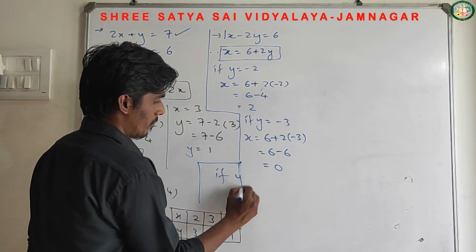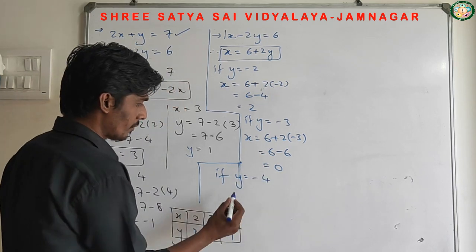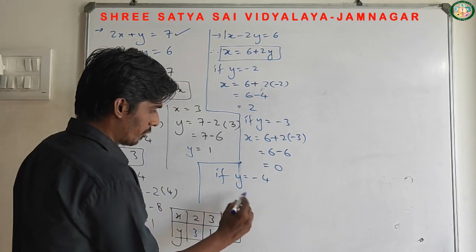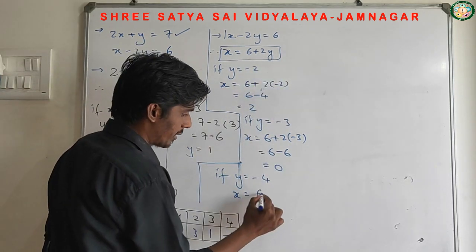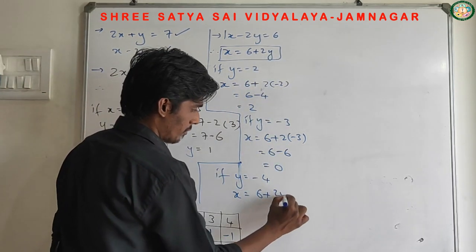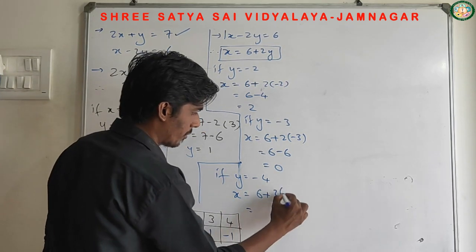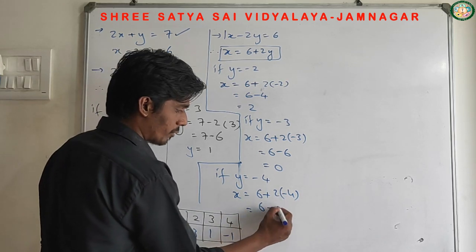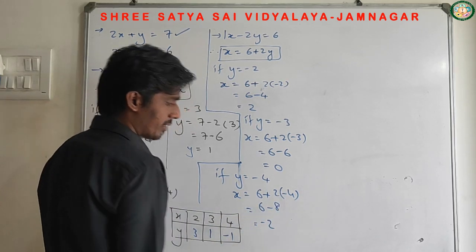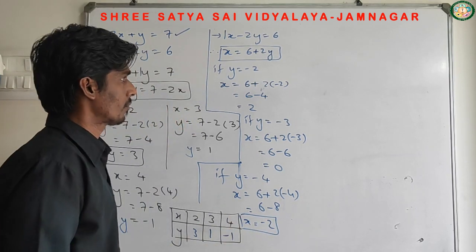Then one more condition. If y equals minus 4, then x equals... where is the equation? 6 plus 2y. Now instead of y, I am going to replace minus 4. 2 into minus 4 is what? Minus 8, and 6 minus 8 is minus 2. So I got the value of x is minus 2.